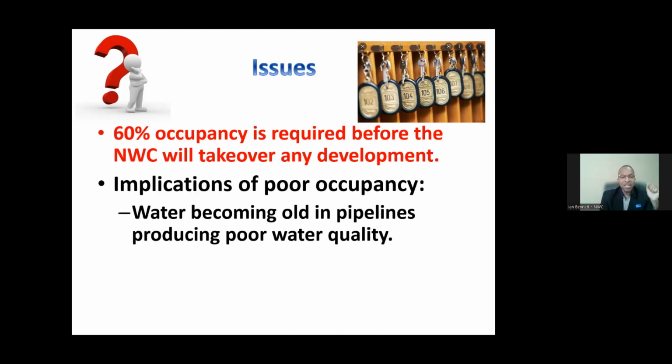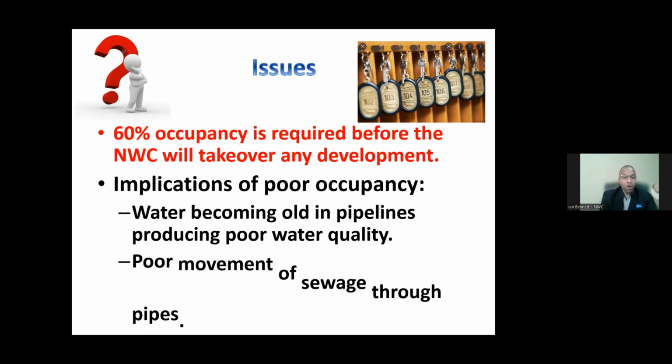Implications of poor occupancy. Water in the pipeline becomes old. Whenever we release water into your particular service lot, no houses are there. And if it sits there for a year, 2 years, 3 years before anybody comes and begins to use that particular water supply, then the water tends to degrade. The quality of the water tends to degrade, depending on what has happened in that particular service lot. We can introduce different kinds of bacteria, different kinds of fungal growth can begin to occur in that system, and it can become of poor quality.